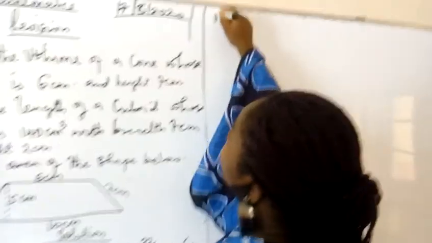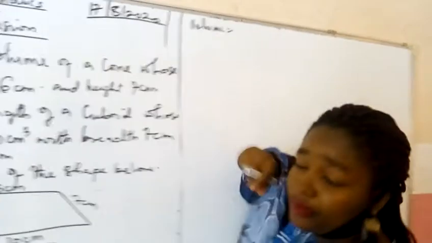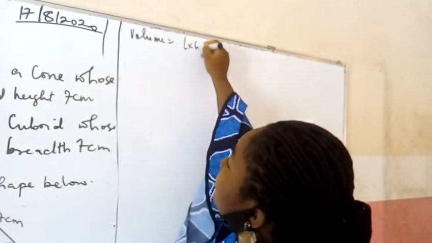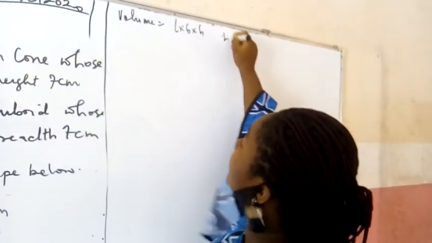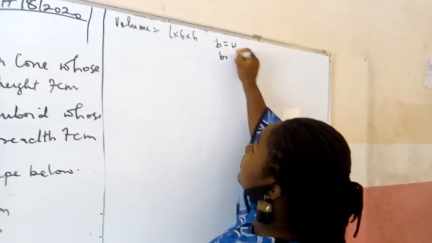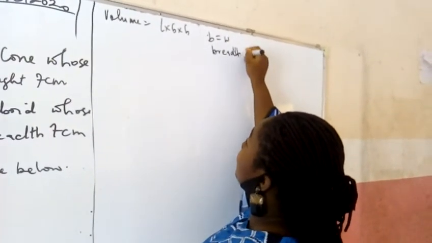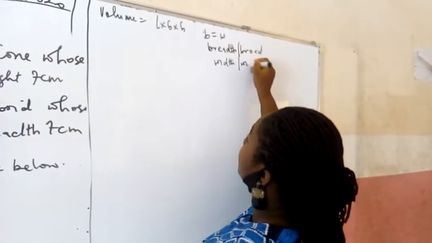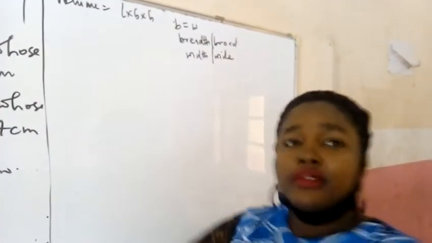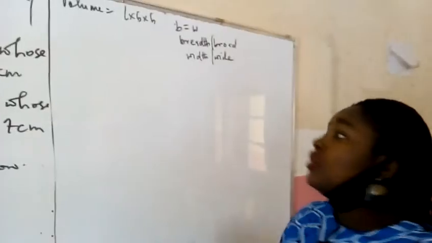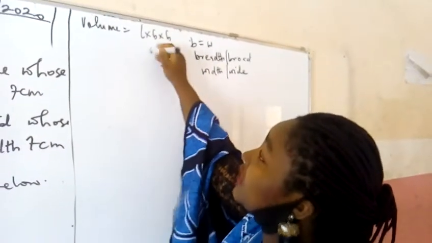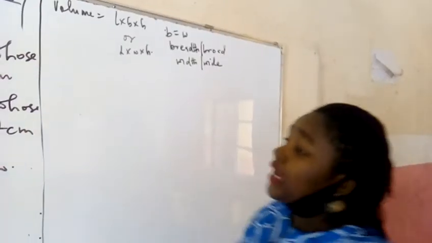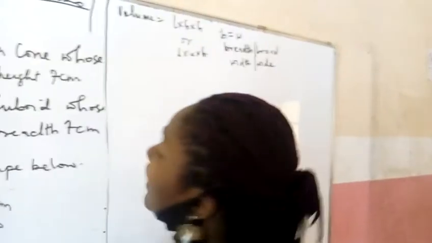First of all, we are talking about volume. And what do you do? You write down the formula for finding the volume of a cuboid. We know that the formula for finding the volume of a cuboid is length times breadth times height. Sometimes breadth is also referred to as width, because breadth comes from the word broad, while width comes from the word wide. And the wideness of a shape is as good as saying how broad it is. So sometimes you say length times breadth times height, or you say length times width times height, depending on the word used.